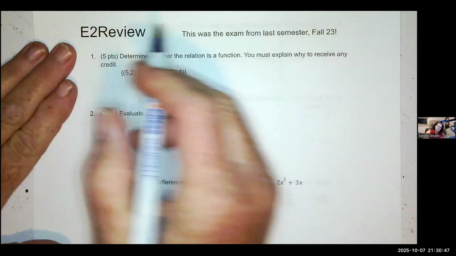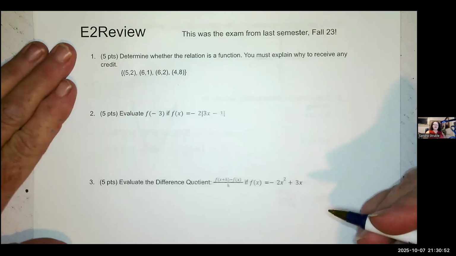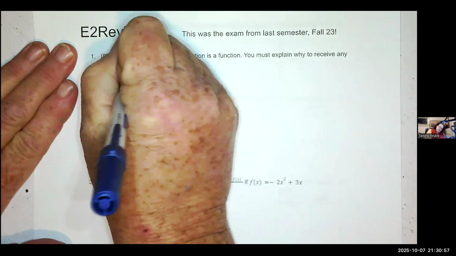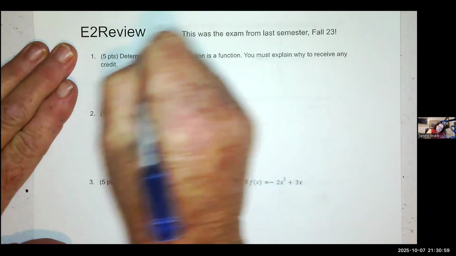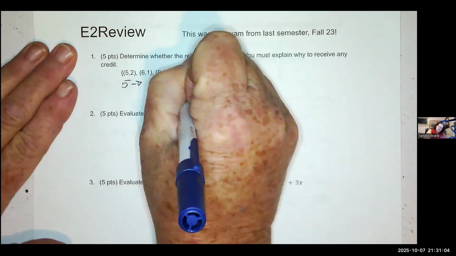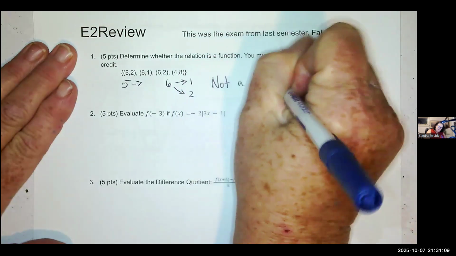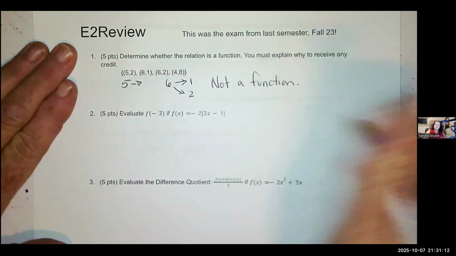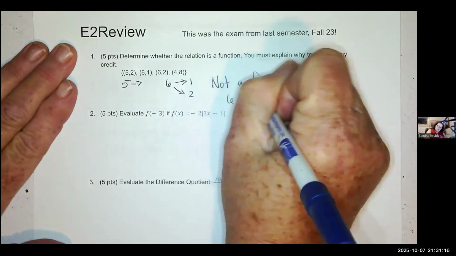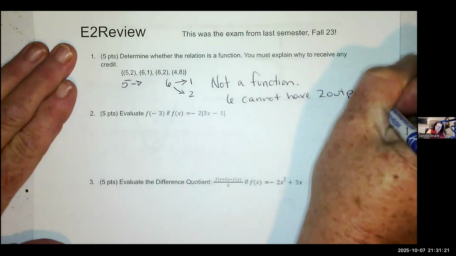All right, so let's start. Determine whether the relation is a function. Well, in order for it to be a function, each input can have one and only one output. So 5 only has 2. 6 has 1, but 6 also has 2. So this is not a function, because 6 cannot have 2 outputs. Okay, 6 cannot have 2 outputs, right?